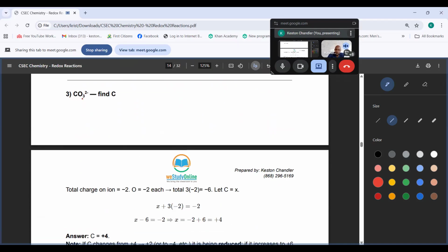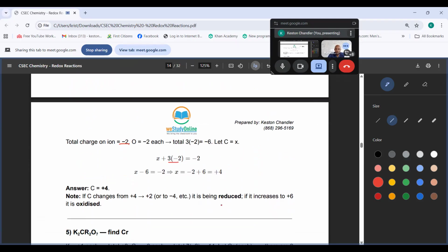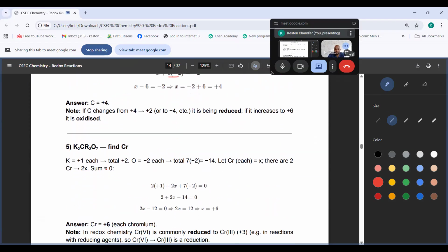The other one is CO3 2-. We want to find C. Now the total charge on the ion, this is not a compound or molecule or atom, this is an ion, is -2. We know oxygen to be -2, and we have 3 of them. So 3 by -2 will give us -6. We carry -6 across. -2 plus 6 will give us +4. So carbon has a +4 charge, a +4 oxidation state.